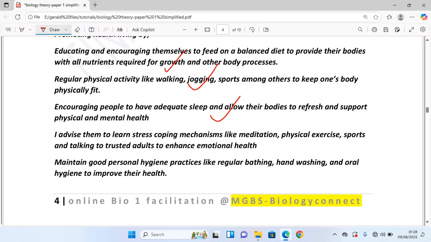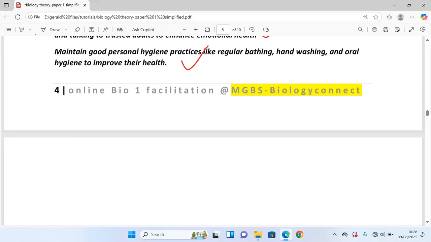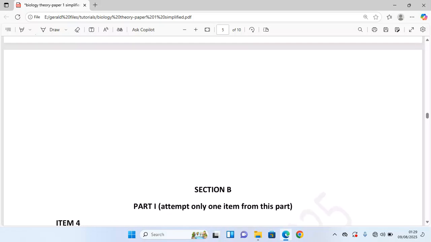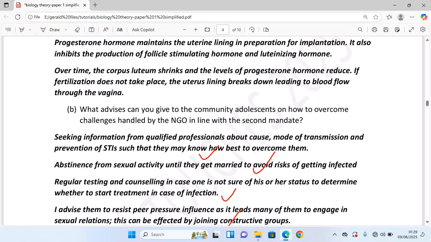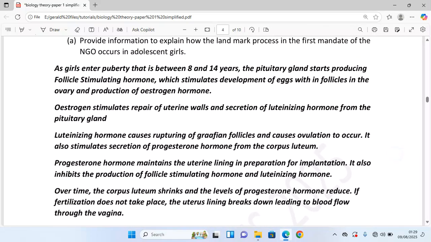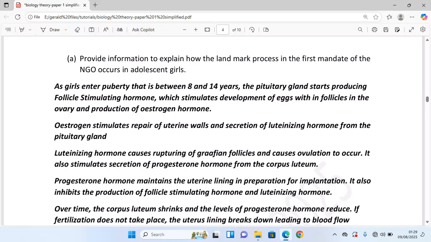Then I advise them to learn stress coping mechanisms like meditation, physical exercise, sports, and talking to trusted adults to enhance emotional health. Then maintain good personal hygiene practices like regular bathing, hand washing, and oral hygiene to improve their health. So those are different examples, ladies and gentlemen, of how we could deal with this concept over here.